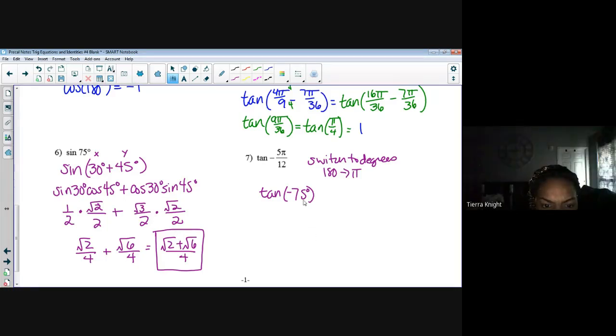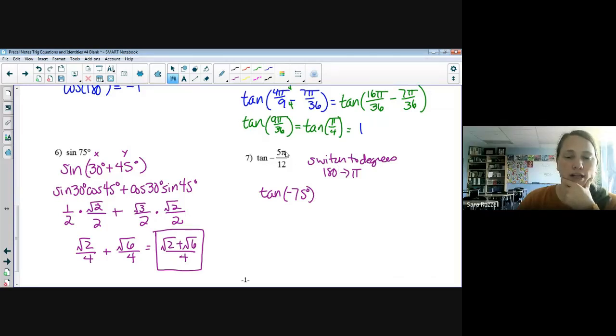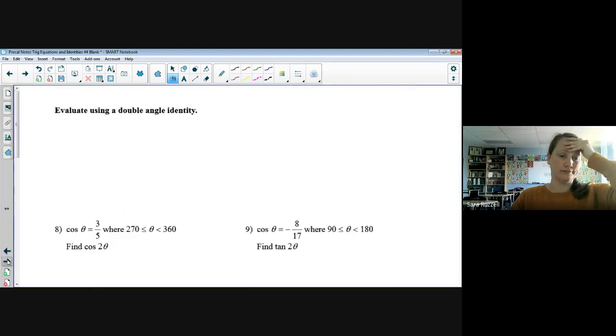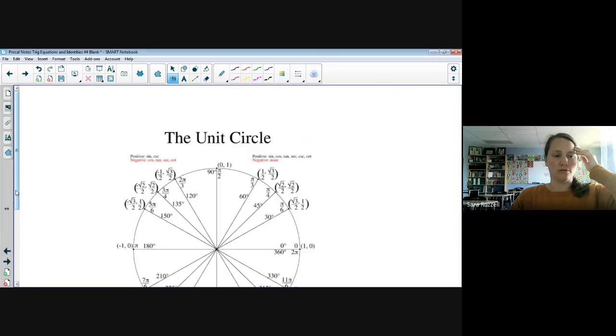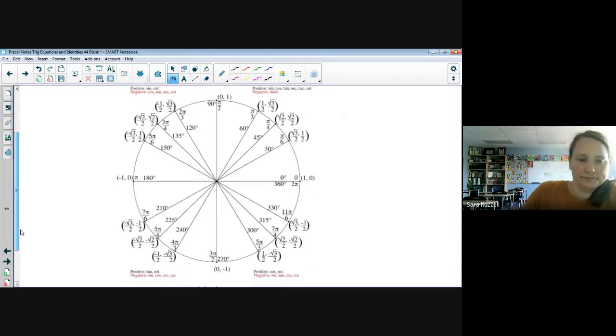Okay, how did you get the negative 75? I put 180 in for pi: 5 times 180 divided by 12. Anytime you want to go from radians to degrees, you can just substitute 180 for pi because they're the same thing. All right, now we're going to look on our unit circle and find a way to get negative 75. Probably some subtraction is going to have to go on, won't it?